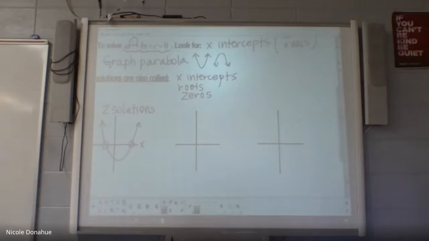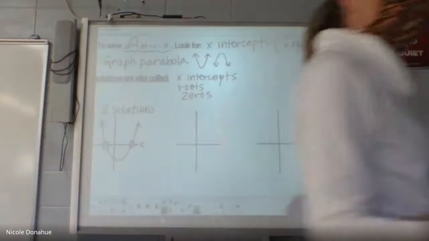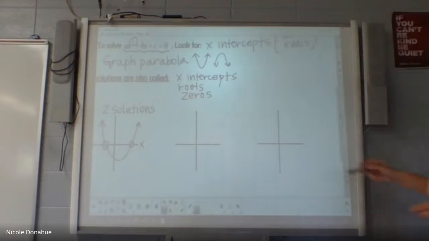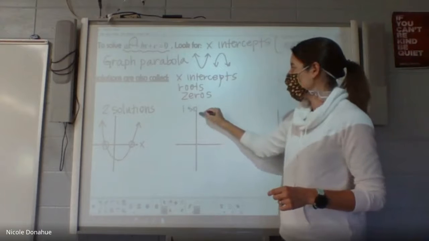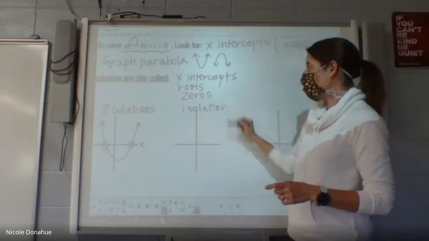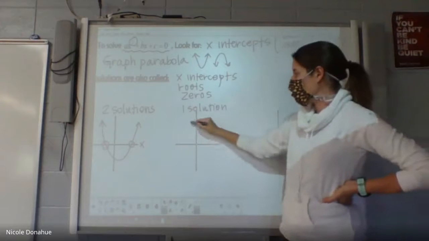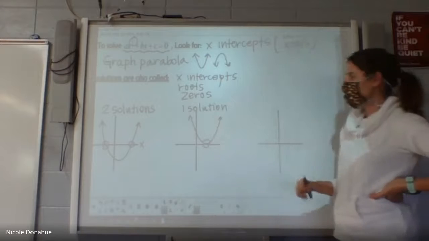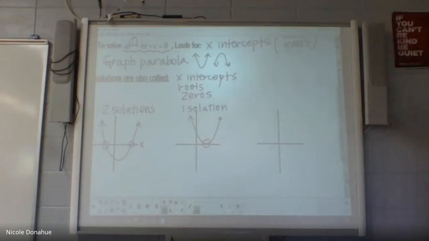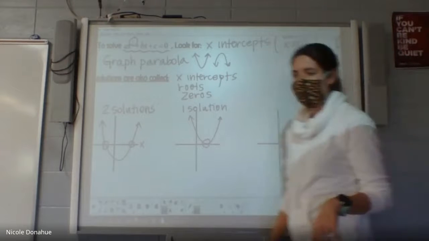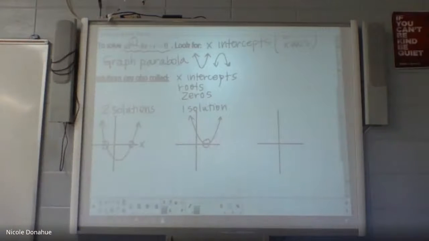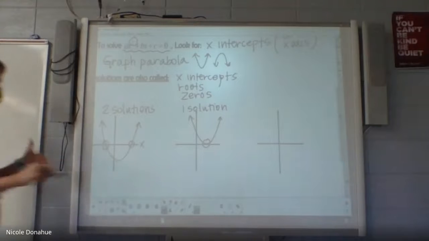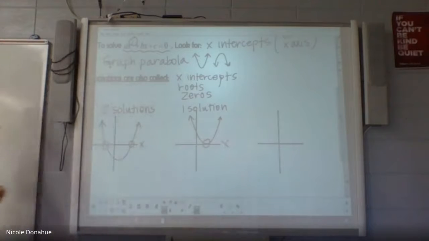Any thoughts? Maybe then it has one solution if it only goes through the y-axis. It can go through the y-axis, but it's only going to touch the x-axis that one time. Does that make sense? So it has one solution if it only touches that x-axis and then kind of turns back around again. And again, the solution is the x-intercept still. It's not the y-intercept. The y-intercept is a nice to know point, but we want that x-axis point.